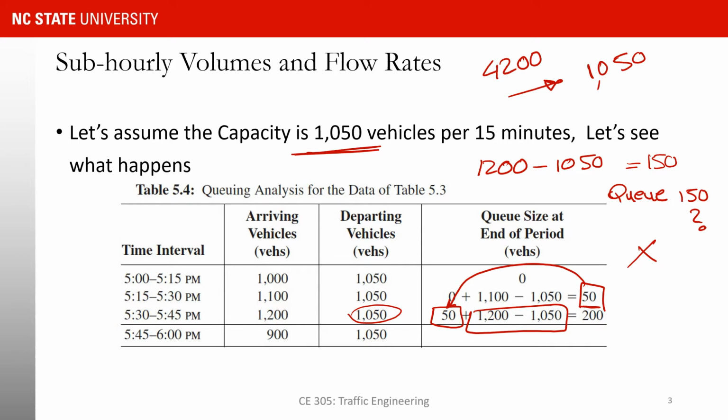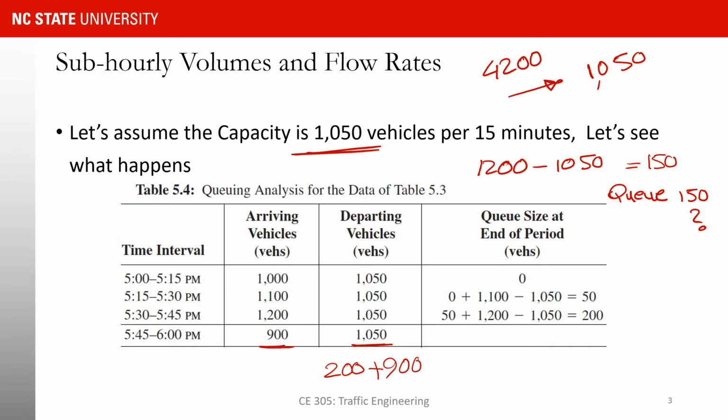Okay, let's take a look at the last time step. In the last time step, 900 vehicles arrive. I can process 1050. So the queue is going to be 200 that I had, and I'm going to add 900 vehicles, and I can process 1050. So you could see that after the entire hour, there are 50 vehicles that are still in queue.